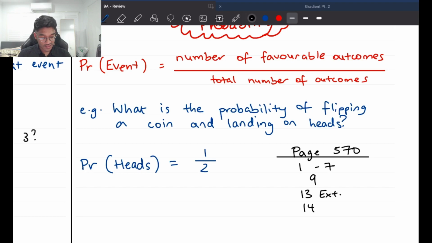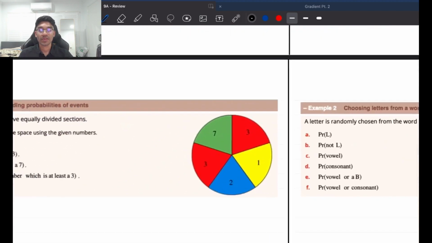Also 14 as an extension if you get to that as well. And then if you finish those, there's a worksheet as well. So if you're good to start, go ahead and do that. Good luck. If not, we're going to do some worked examples.